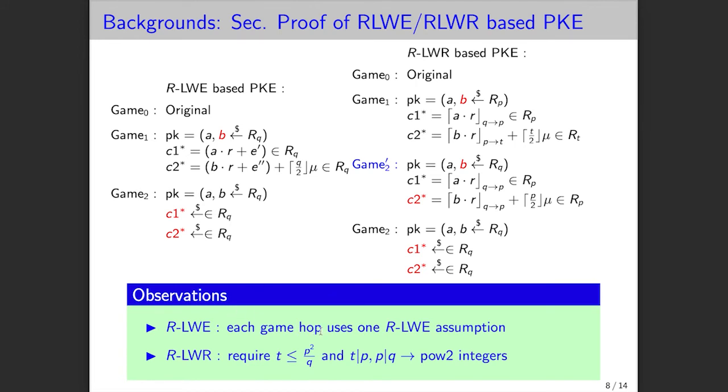In the RLWR problem, each game hop uses one RLWR assumption, and the RLWR problem requires T. The T is used here, with rounding from P times over Q. It is smaller than this one, and T divides P, P divides Q, which results in many public key encryption schemes needing these parameters to be powers of 2, in which T divides P and P divides Q.